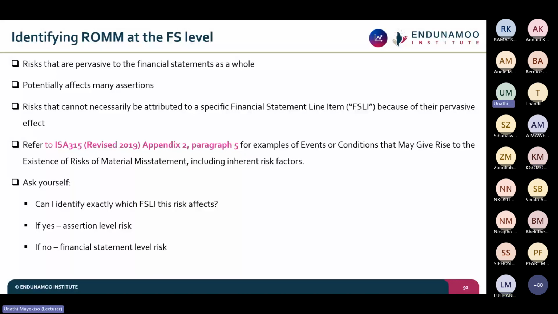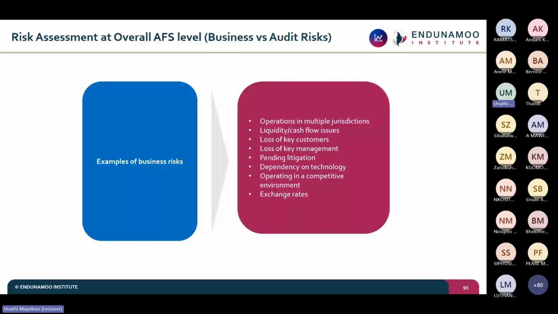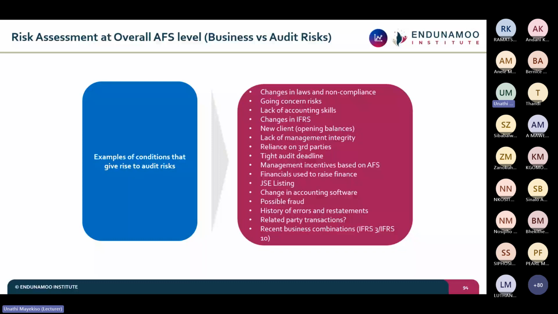Cool. Then I've just got a quick comparison of business risks. So some business risks can be audit risks and some audit risks are not business risks. So the two are not mutually exclusive, but a business risk can be an audit risk, but not all business risks are audit risks. Then these are conditions that give rise to audit risks. This is what I said you guys should flag in your ISAs.